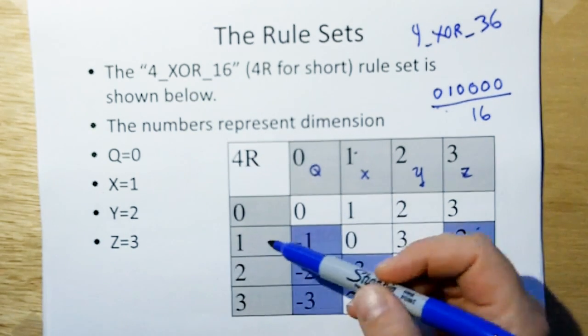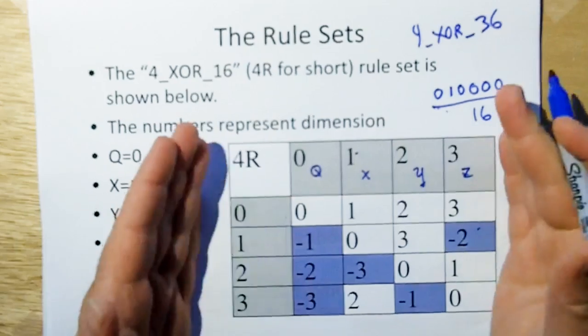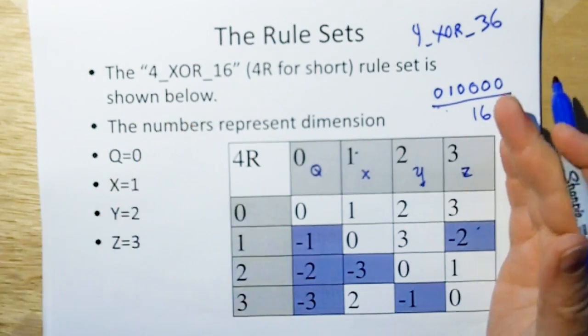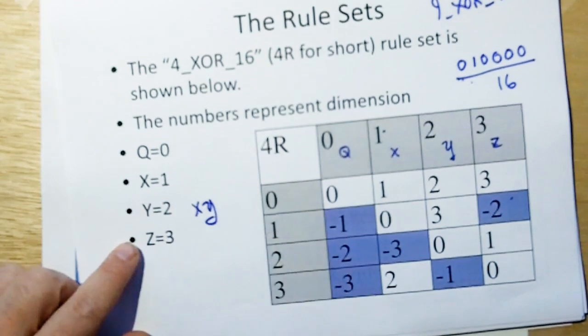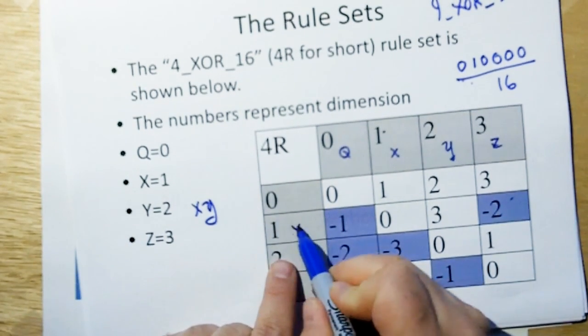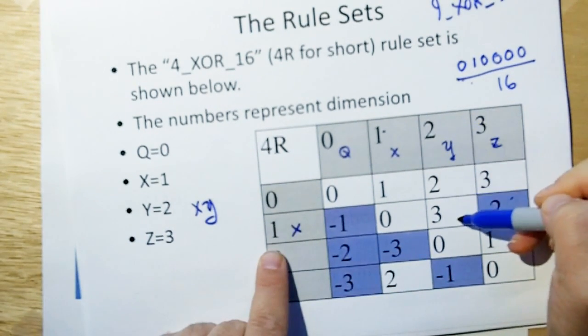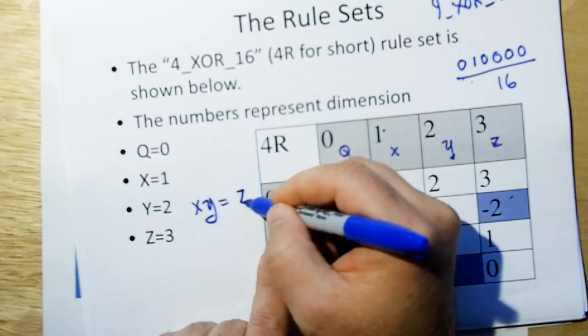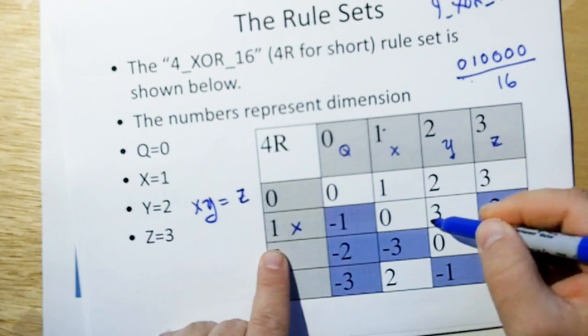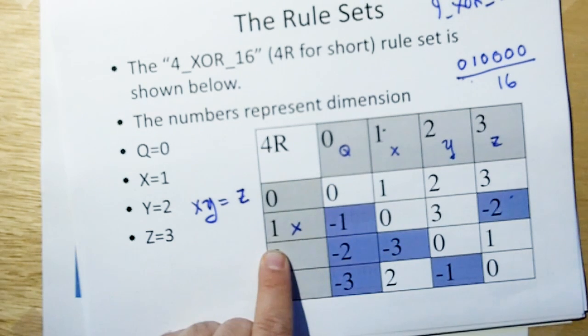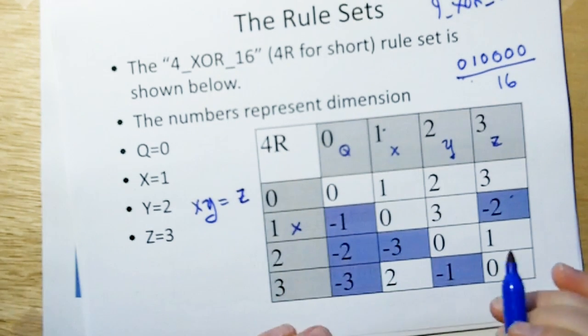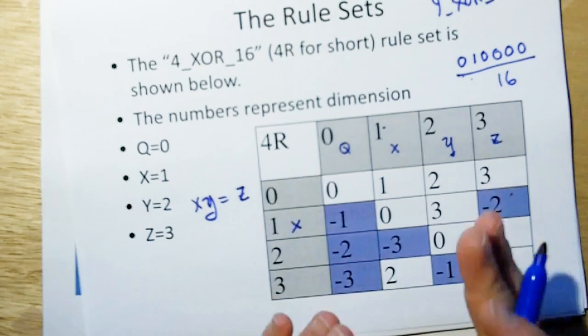And these are the input, and this is in a matrix. The way this rule table works is if you have x times y, you go in x, which is 1, and you go to the y column, and your output is going to be z, which is 3. And because there's no negative sign here, you don't have to negate the answer.